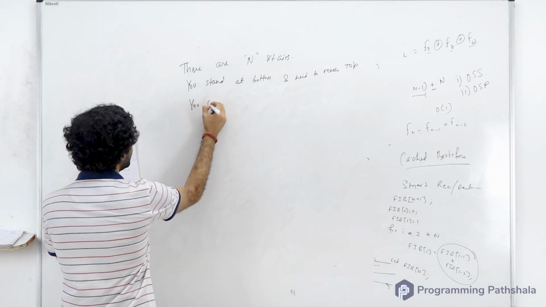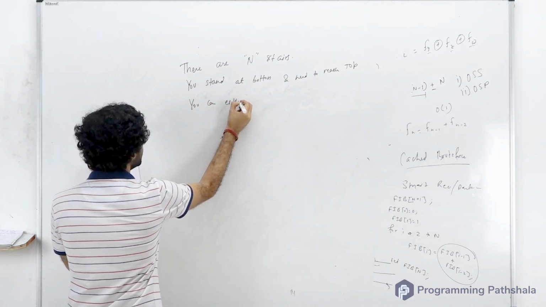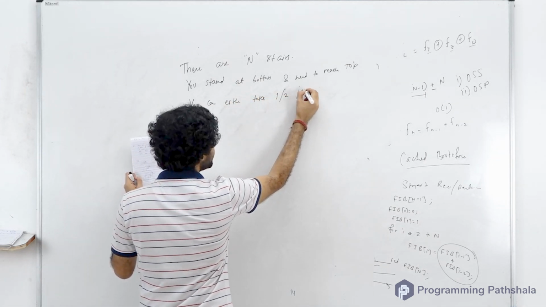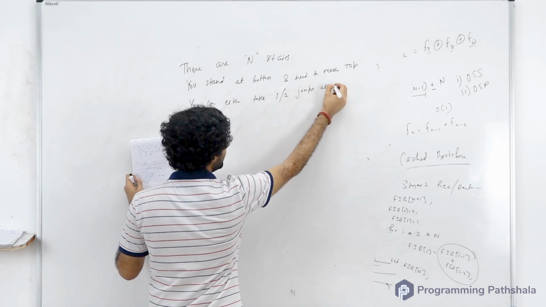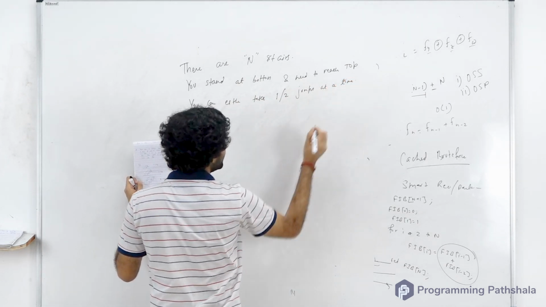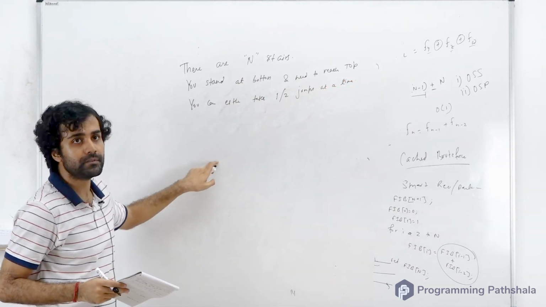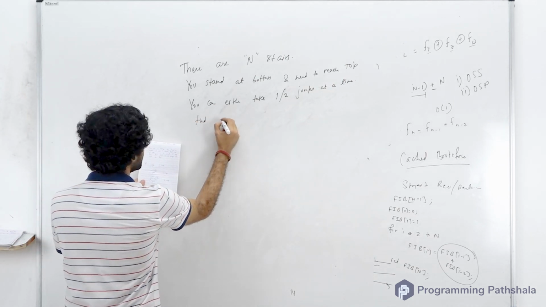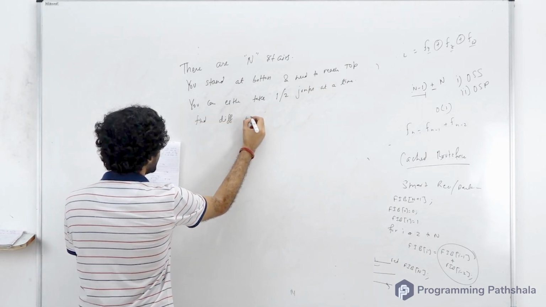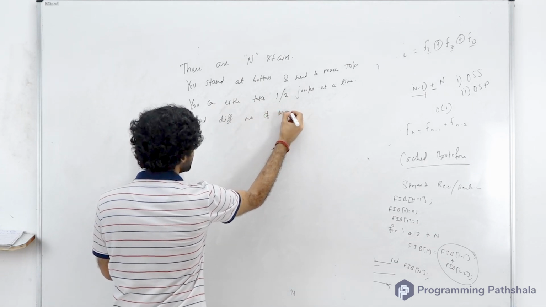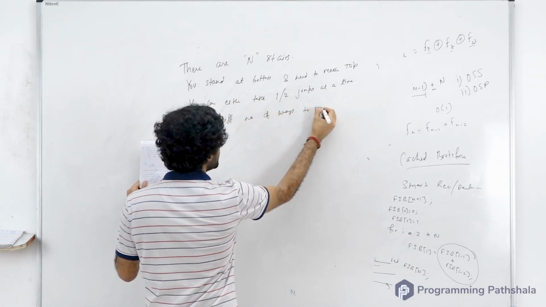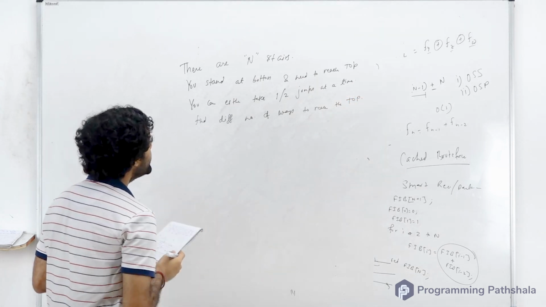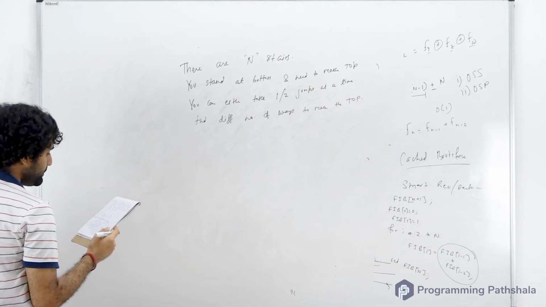So you can either take 1 or 2 jumps at a time. So at a particular time you can either take 1 unit of jump or 2 units of jump. You have to find the different number of ways to reach the top. How many different ways are there to reach the top?